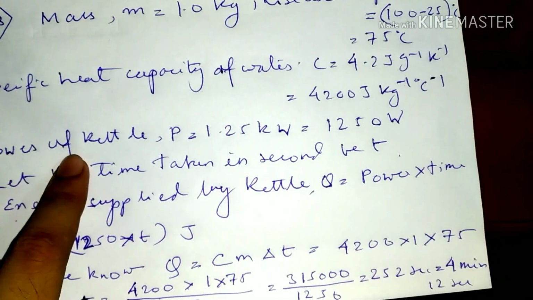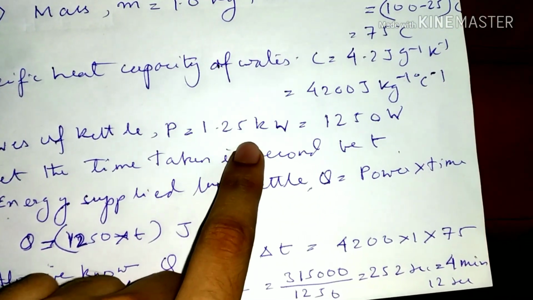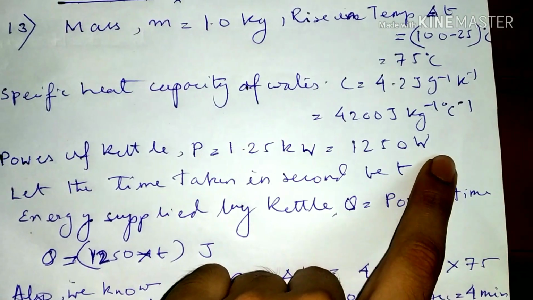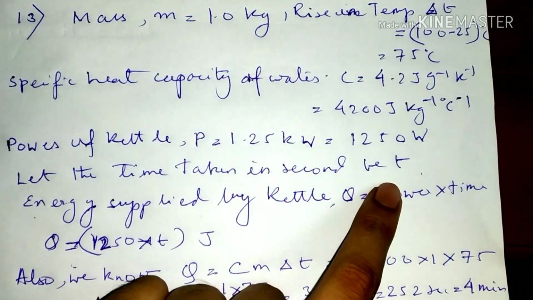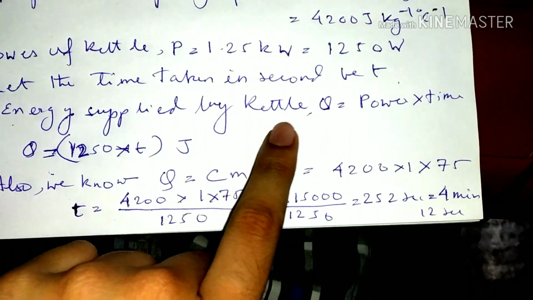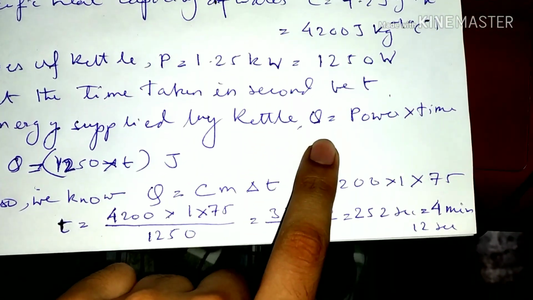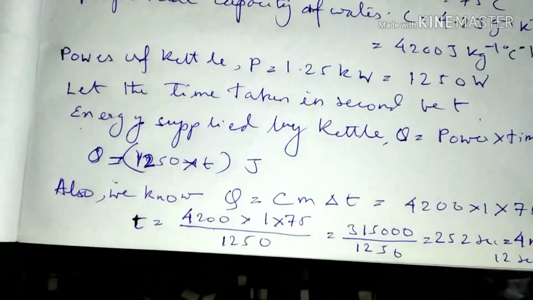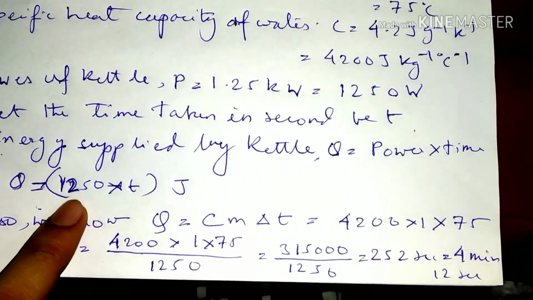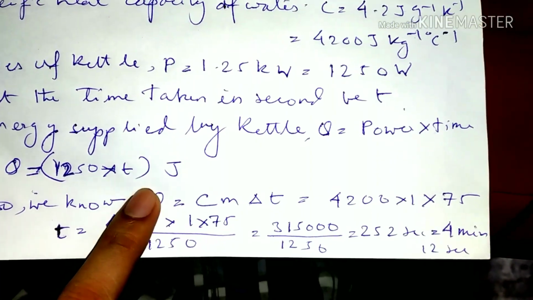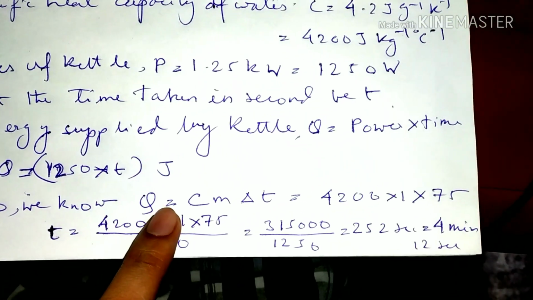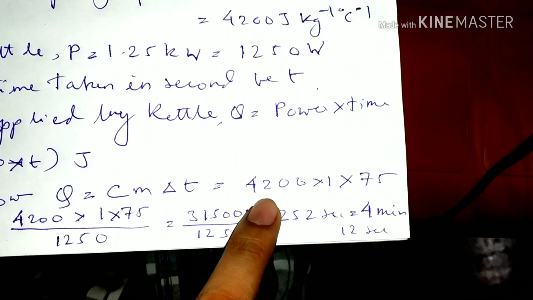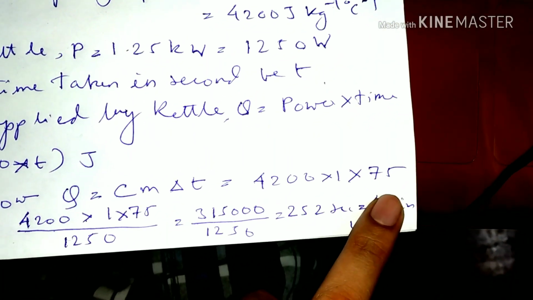Next, power of the kettle. Here P is equal to 1.25 kilowatt, which is equal to 1250 watt. Let the time taken in seconds be t. Energy supplied by the kettle, Q, is equal to power into time. Yeah, that old formula that we did today. So Q is equal to 1250 into t joule. Also we know that Q is equal to m c delta T. Let us put the respective values: 4200 into 1 into 75.